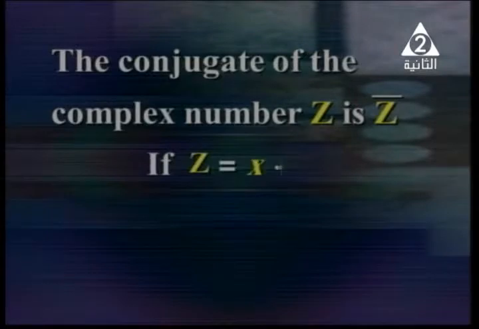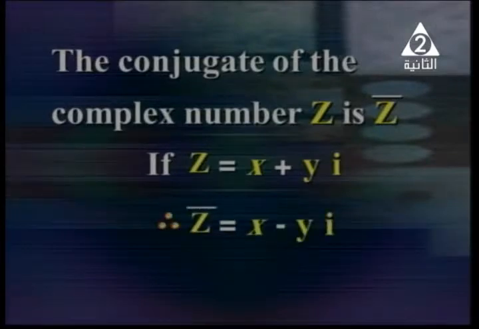Now we move to another title. It is called the conjugate of the complex number z, written z bar. If we have z equals the complex number x plus yi, what is its conjugate? The conjugate is z bar equals x minus yi.